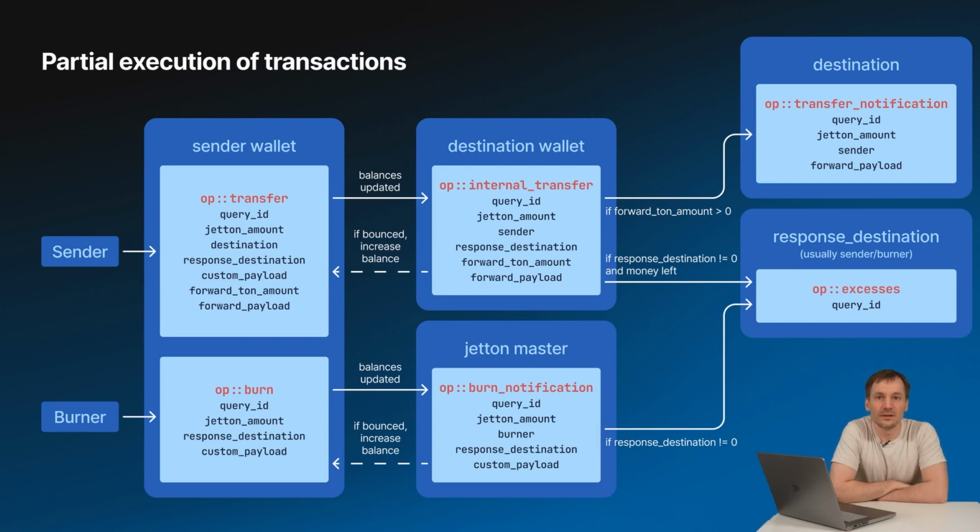Note that if the destination wallet was unable to process the internal transfer message, an exception occurred or gas ran out, then this part and subsequent steps will not be executed. But the first step, reducing the balance in the sender wallet, will be completed. The result is a partial execution of the transaction, an inconsistent state of the Jetton, and in this case, the loss of money. In the worst case scenario, all the tokens can be stolen in this way.